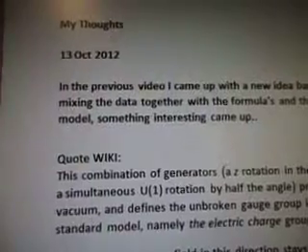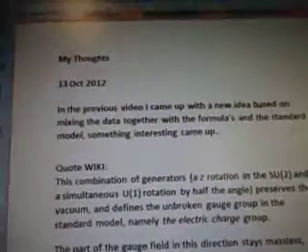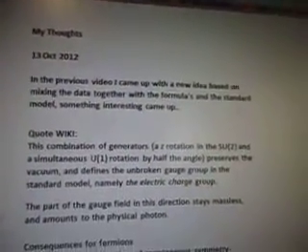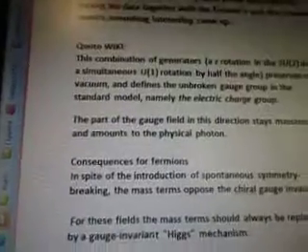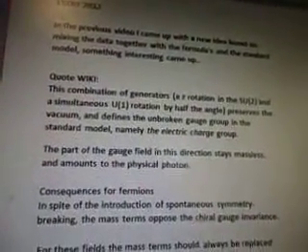In the previous video, I came up with a new idea based on mixing the data together with the formulas and the standard model. Something interesting came up. Quote from Wiki: this combination of generators, an AZ rotation in the SU2 and a simultaneous U1 rotation by half the angle, preserves the vacuum and defines the unbroken gauge group in the standard model, namely the electric charge group. The part of the gauge field in this direction stays massless and amounts to the physical photon.